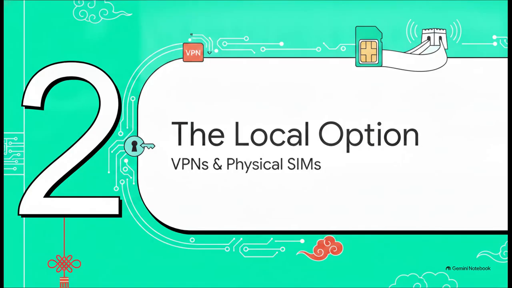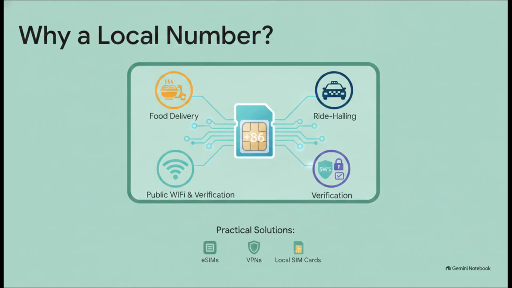Moving on to Section 2, the local option, focusing on VPNs and physical SIMs. Now, while an eSIM is fantastic for data, sometimes a physical local SIM card is just unavoidable. Why? Well, if you want to order food delivery on an app like Meituan, or if your DiDi ride-hailing driver needs to call you to confirm a pickup spot, you're going to need a local +86 number. Plus, you often need one just to receive the SMS verification codes required to log into public Wi-Fi networks at malls or train stations. So if you're staying for more than 2 weeks, this is probably the way to go.